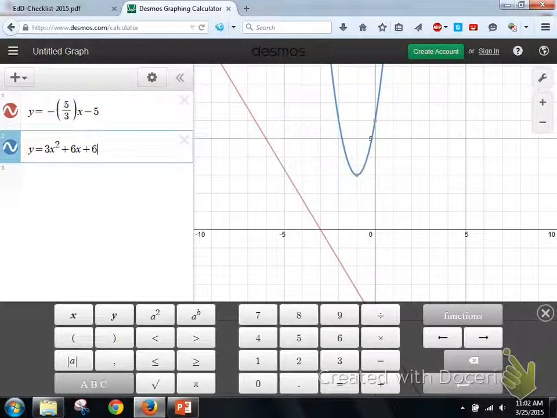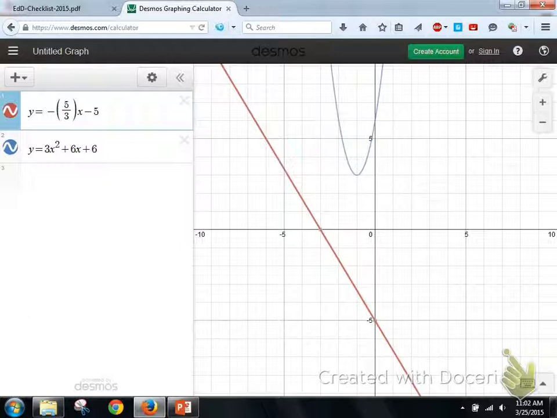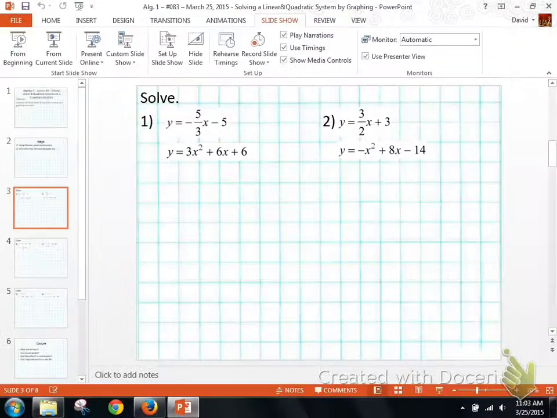Okay? So number 1, they don't cross here. Since this line doesn't cross with this graph here, there is no solution. No solution. Okay? Does that make sense? Okay? Continuing on. Let me pause it. So number 1 is no solution.